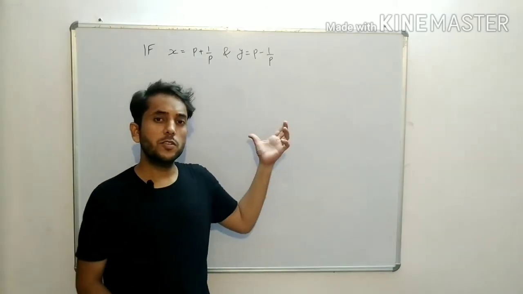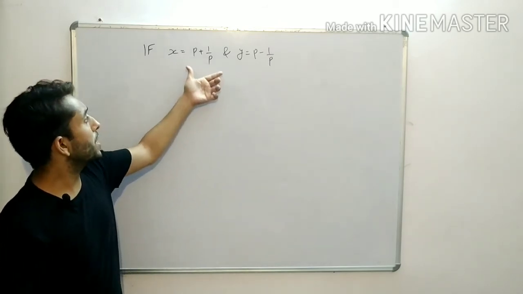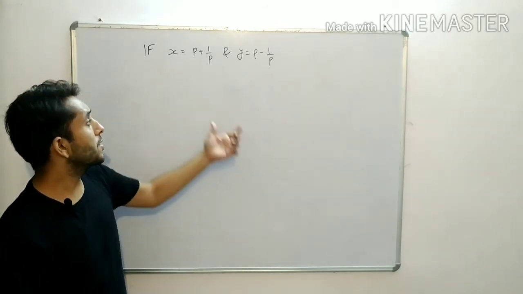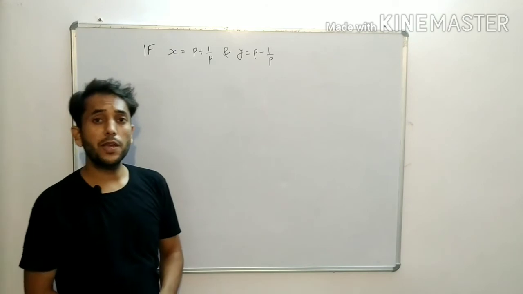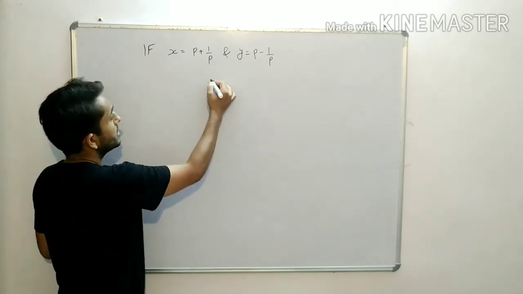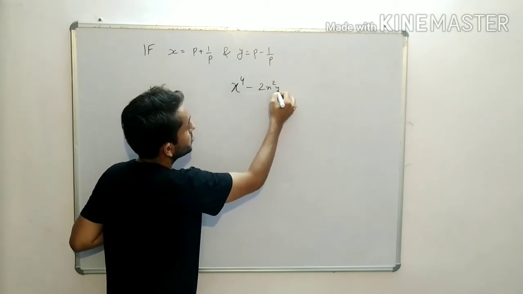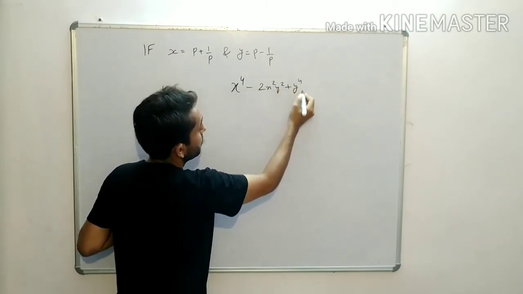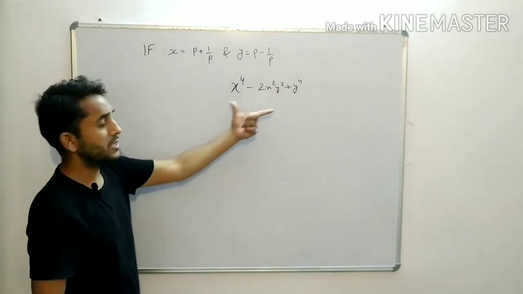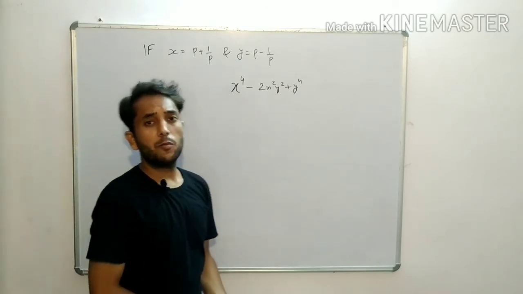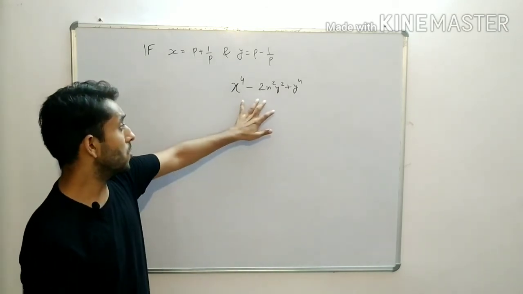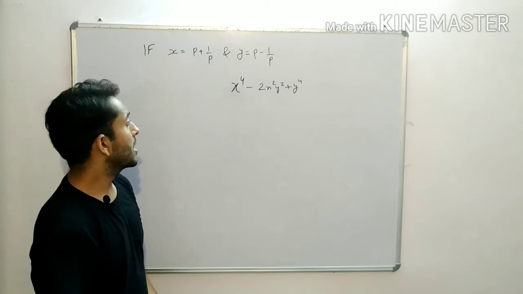So our last question is, if x equal to p plus 1 by p and y equal to p minus 1 by p, then find the value of this expression, x raised to power 4 minus 2x square y square plus y raised to power 4. We have to find the value of this expression. So guys, in this type of questions we try to simplify the given expression.